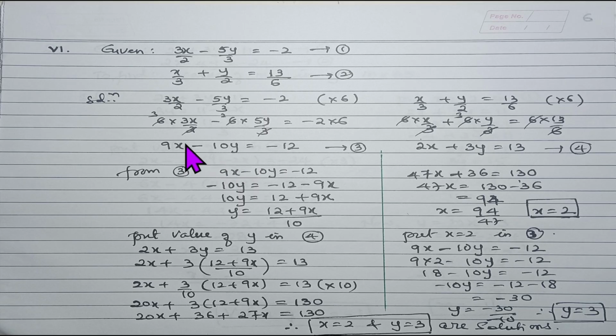So therefore now we can get the value of y from this, rather 9x minus 10y equal to minus 12. Then minus 10y is equal to, transferring 9x to the right, minus 10y is equal to minus 12 minus 9x. 10y is equal to, multiplying throughout by minus, I get 12 plus 9x. y is equal to 12 plus 9x by 10. So I got the value of y.